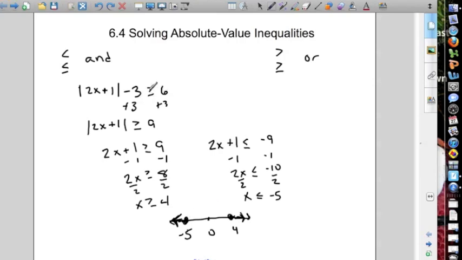So I go up to the original problem. It was greater than or equal to. Since it was greater than or equal to, I knew I should have been expecting them to go separate like that. So that's a nice way to check your answer to see if you got them correct.